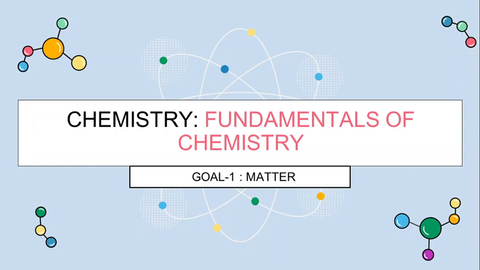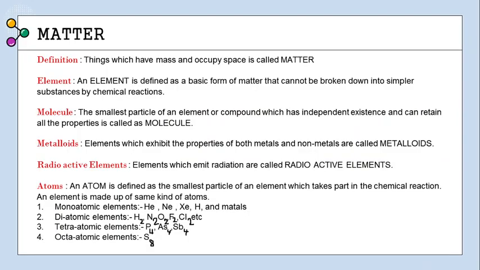So goal 1 is matter. Coming to the definition of matter, things which have mass and occupy space are called matter. For example, we have a book. A book has a specific mass, which is weight, and it also occupies space when you keep it on a table. So it's matter, like everything is matter. The air we breathe, the food we eat, the stones, the clouds, the chairs, the clothes, or the bottles, everything is called matter, as they occupy space and have mass.